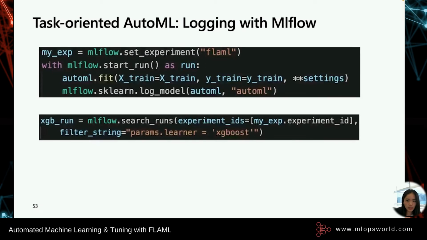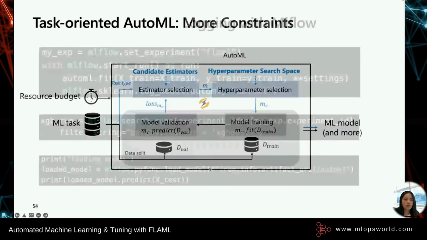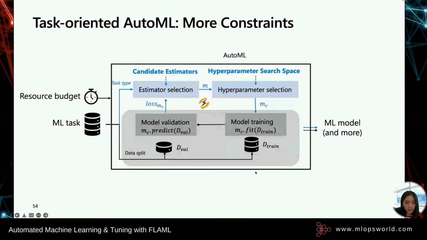Metrics can be retrieved by calling mlflow.searchRuns. In doing so, you can also add a string filter to specify what kind of runs you are looking for. The logged model can also be loaded and used to make predictions. Next, let's take a look at how to impose constraints on different components of the AutoML pipeline.